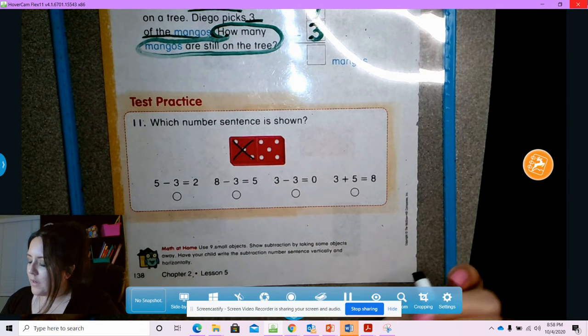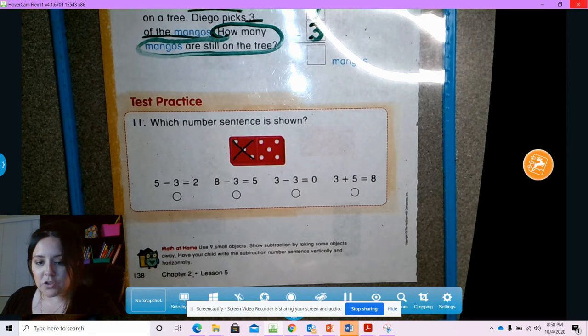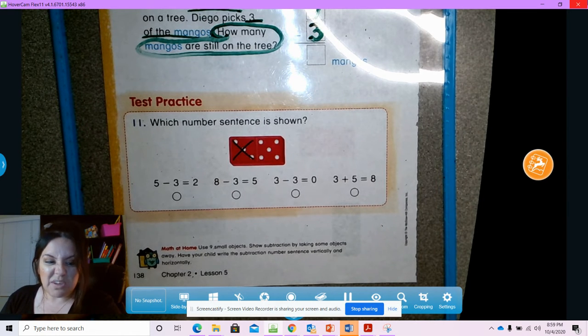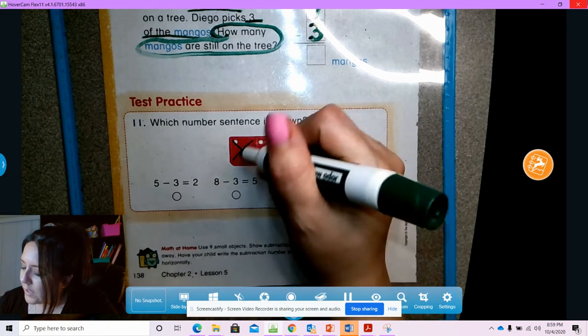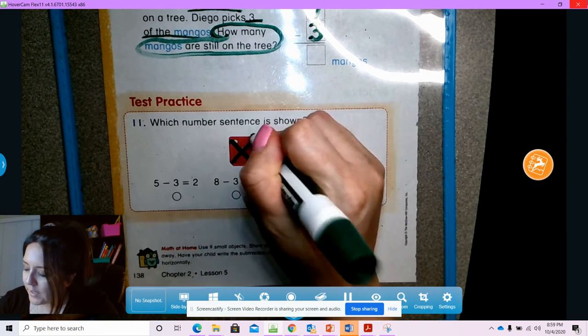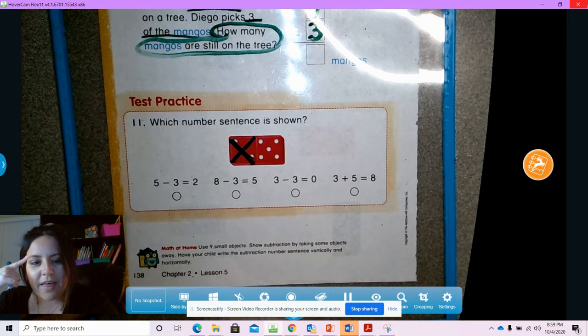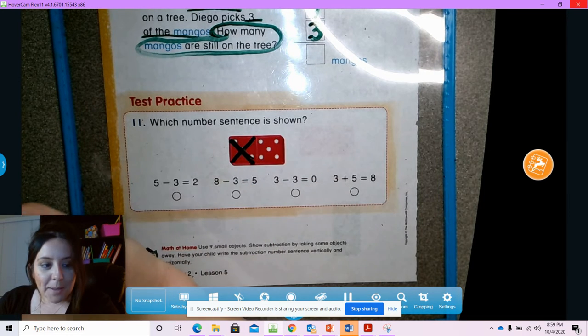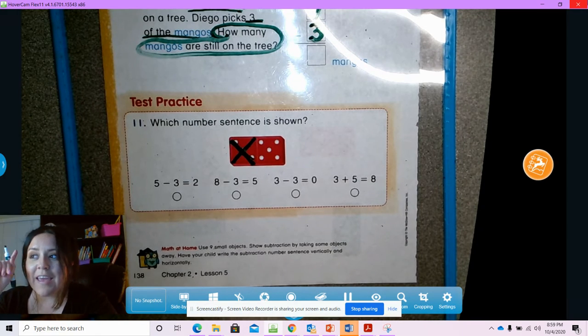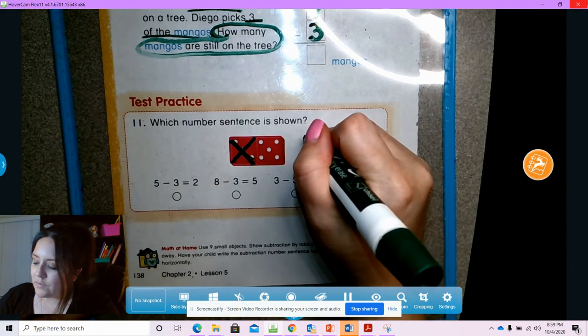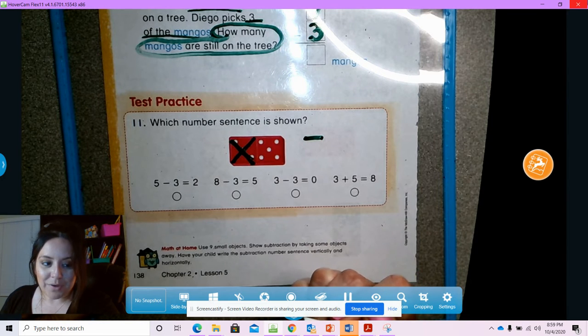Okay, now just by looking at the picture, I see that some of these don't match right away. I can tell without even doing any math. And I hope you can see it too. And if you can't, I'm going to show you right now. I see my domino and I see that they took some away. And I know that this taking away means subtraction. I also know that subtraction uses the symbol minus, right?